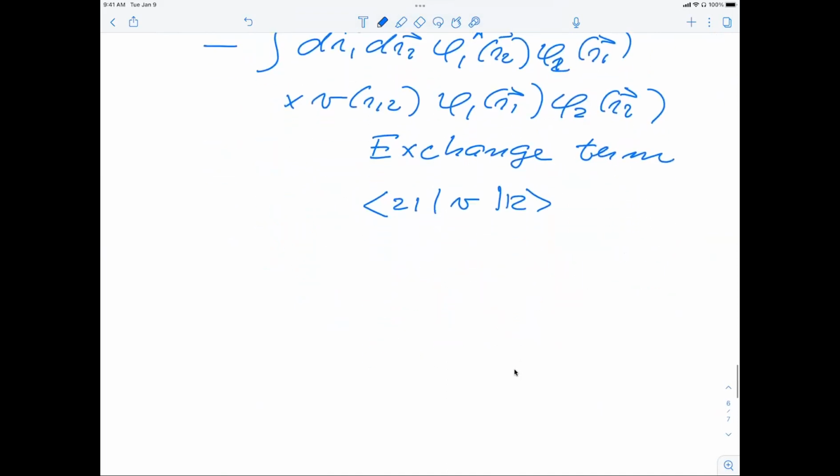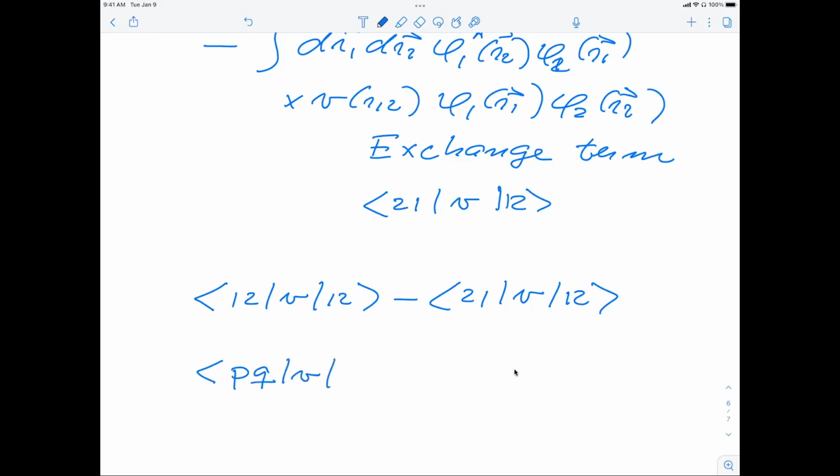So in total then, we have a matrix element which is given by <1 2|V|1 2> minus <2 1|V|1 2> here. Now we can generalize this to other states. So the general situation which we're going to have is something like this: <PQ|V|PQ>, so this is a direct term, minus, so now we have replaced 1 and 2 with just a random state, and this will be given by <QP|V|PQ>.